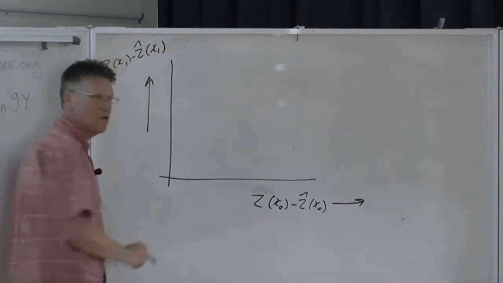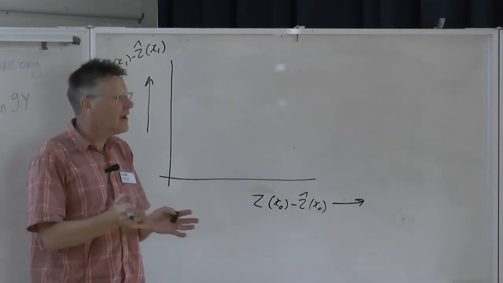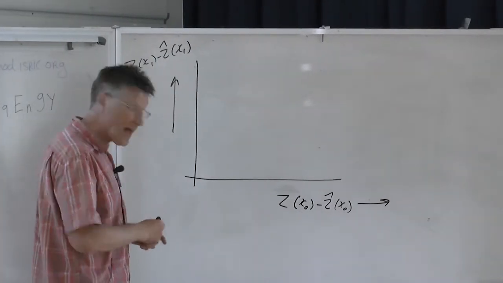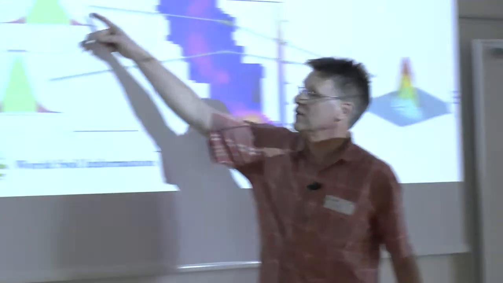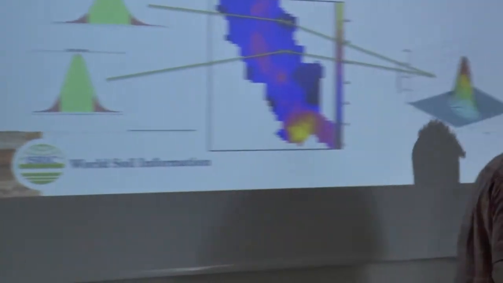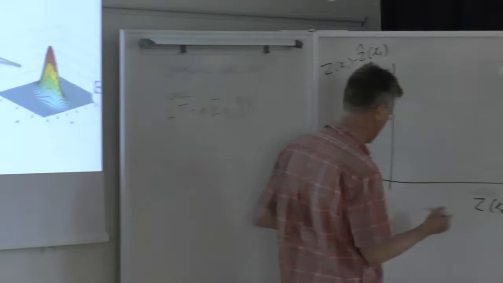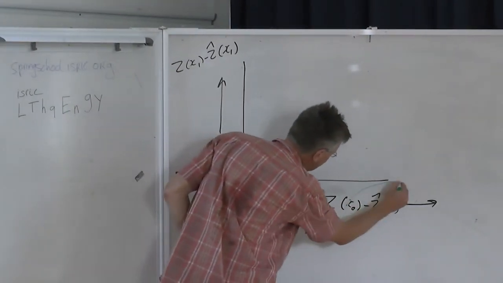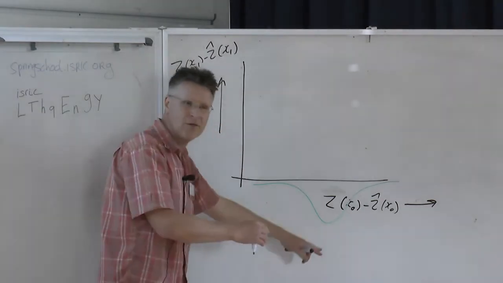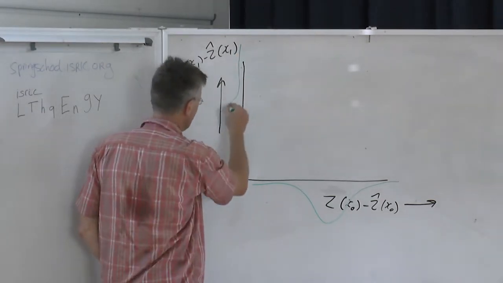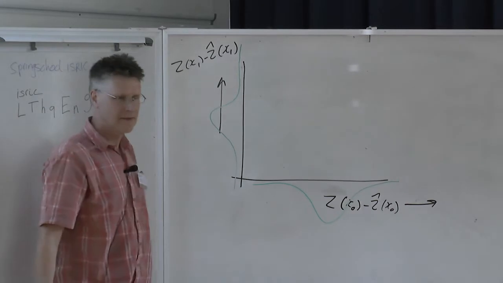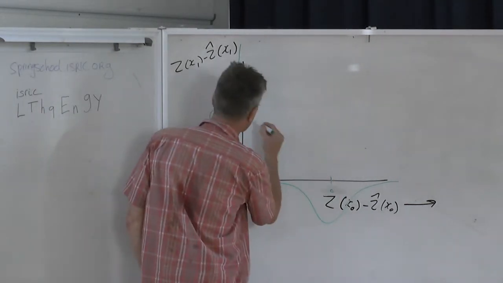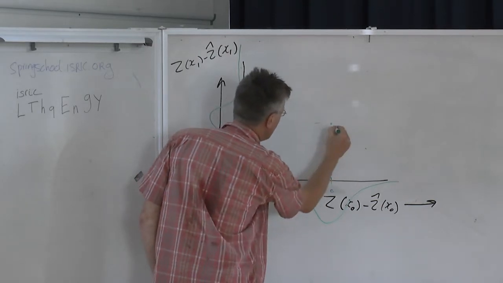On this axis, we have the error at one location, and on the other axis, the error at the other location. They have these marginal one-dimensional probability distributions. So maybe I can project a distribution on these axes, and maybe they are centered on zero. So the zero point would be over here.